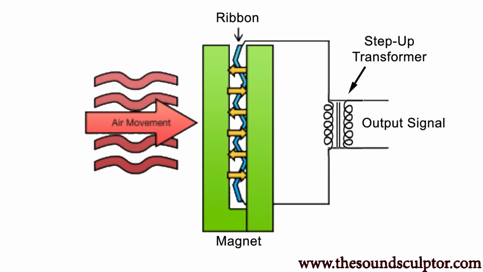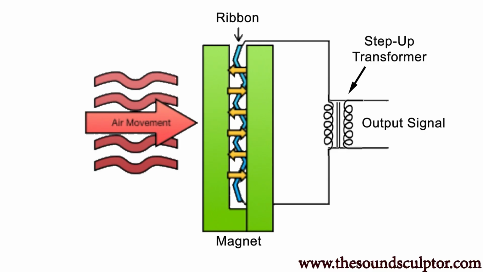These mics use a very thin strip of metal, the ribbon, as the diaphragm. Like condenser mics, this ribbon is suspended within a magnetic field. And when sound waves hit the ribbon, it vibrates, generating an electrical signal through magnetic induction.